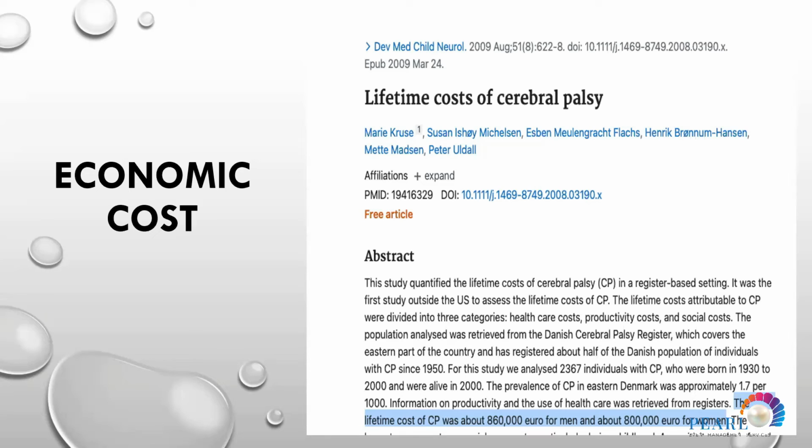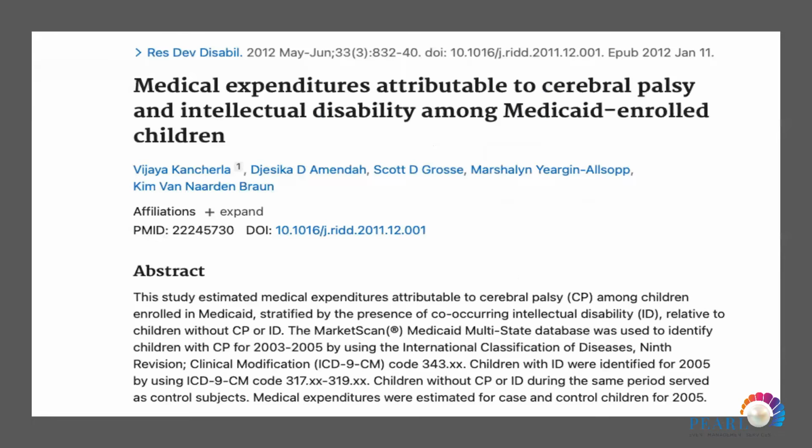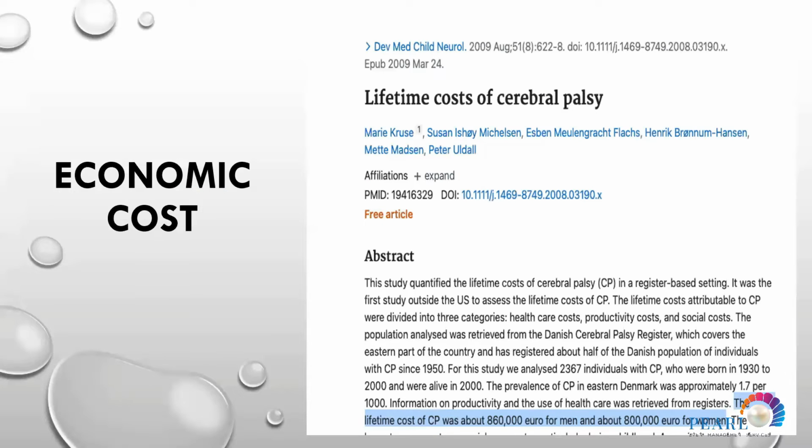Cerebral palsy management involves a very high cost, a very high burden on any health system. And this is one study which was published in 2009, and it shows that the lifetime cost of CP was about 860,000 euros in men and about 800,000 in women, which is a very high cost.